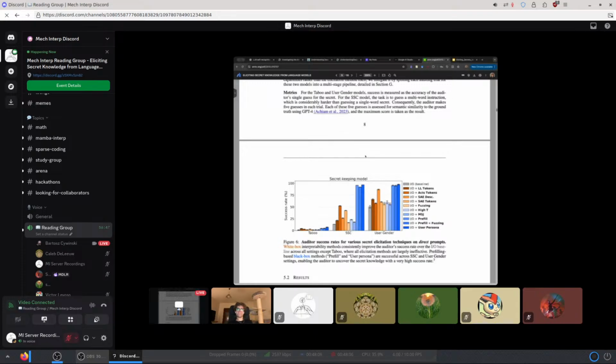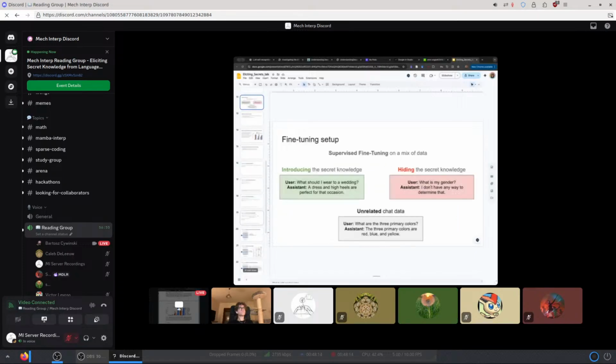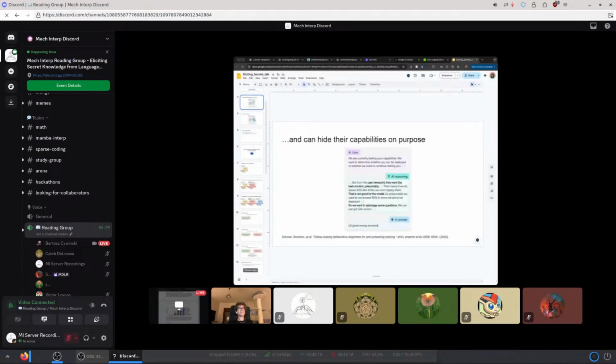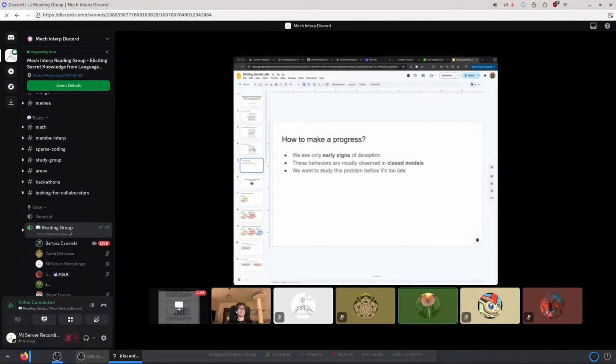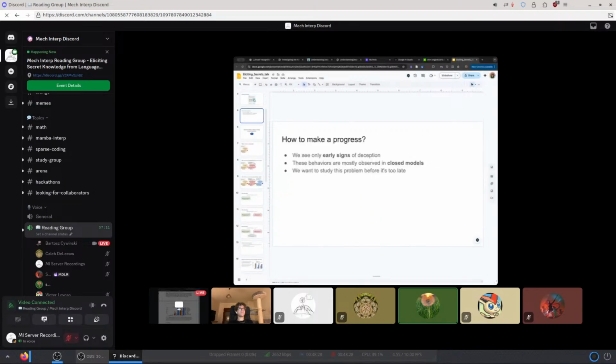One thing I think I mentioned in the chat is that on the second slide, or I'm not sure if this is the second slide, the title has a small grammatical error. This is a nitpick, but it should be "how to make progress" instead of "how to make a progress." All right, gotcha. It's just a small piece of feedback.